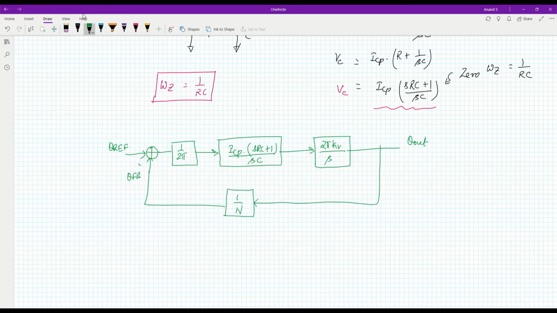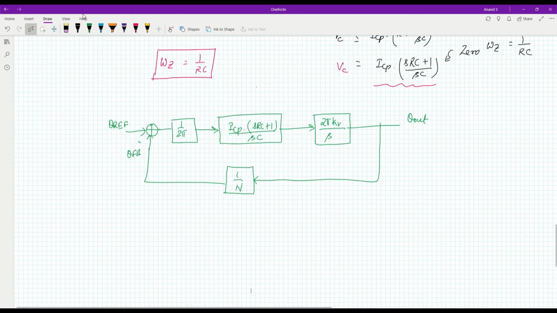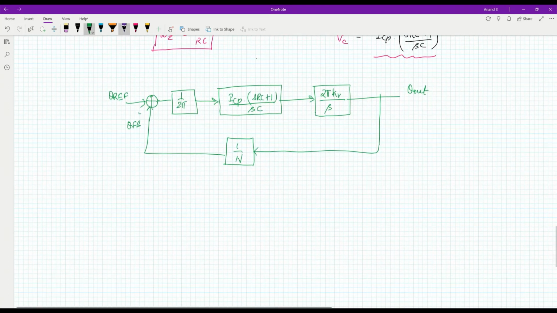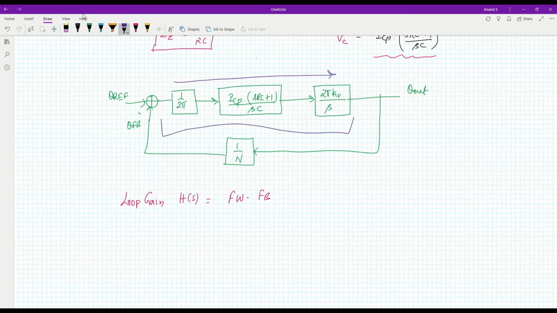Okay, so now let us write the loop gain. The loop gain H of S is the product of the forward path gain multiplied by the feedback path gain. So what is my forward path gain? My forward path gain is the product of all these terms over here, and my feedback path gain is the product of this feedback path. Okay, so let us rewrite this.